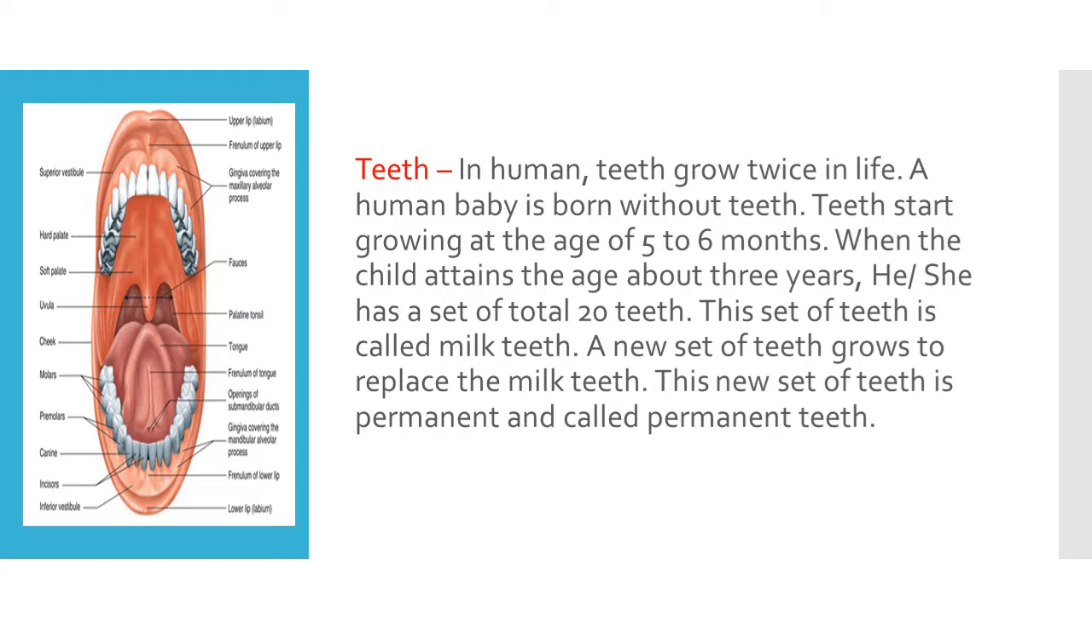Teeth. Here you can see the picture also. In humans, teeth grow twice in life. A human baby is born without teeth. Teeth start growing at the age of 5 to 6 months. When the child attains the age of about 3 years, he or she has a set of total 20 teeth. This set of teeth is called milk teeth. A new set of teeth grows to replace the milk teeth. This new set of teeth is permanent and called permanent teeth.